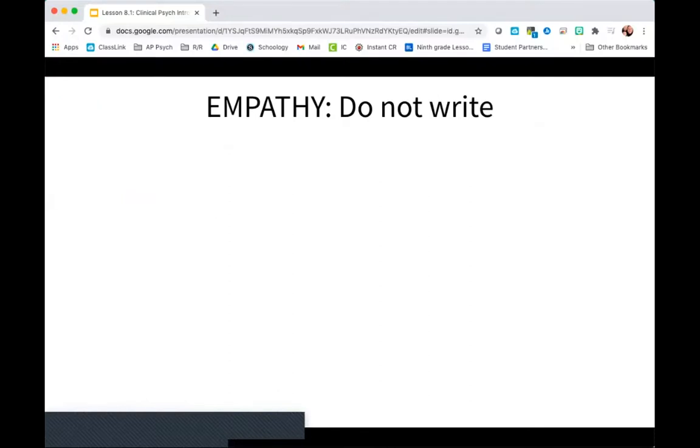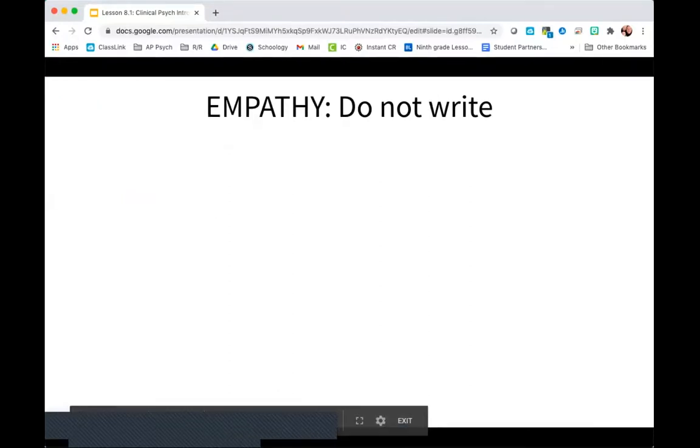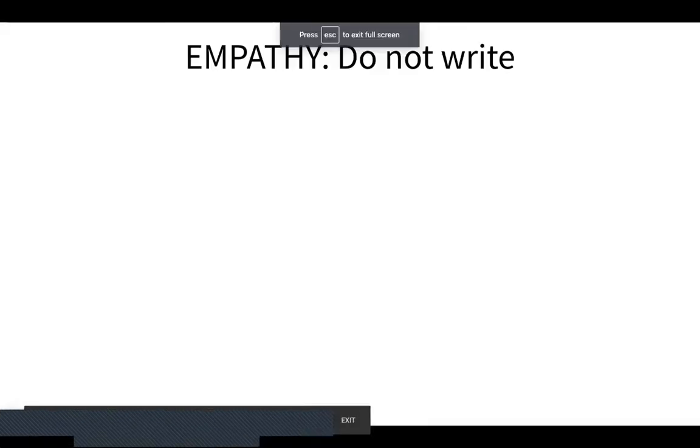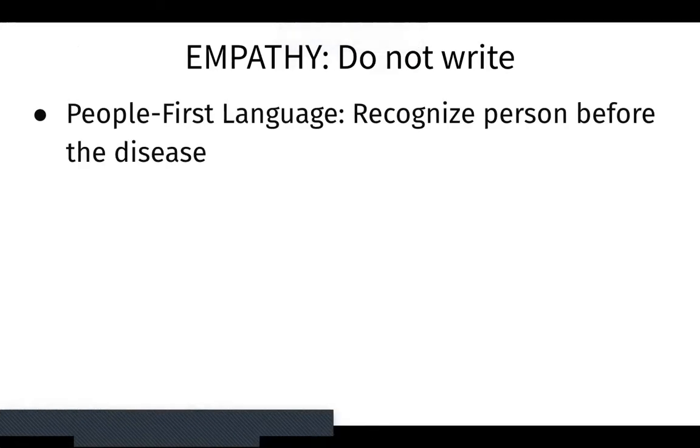So I don't want you to write this down, but you will be reflecting on this in the FAST assignment. So when we're looking at empathy, there's a few things that I am going to ask of you for this unit. The first is something called people first language, where we recognize the person before the disease. So an example here would be rather than calling somebody bulimic or an alcoholic or schizophrenic, we would identify them as their person. So this is a person with schizophrenia. This is a person with alcoholism.